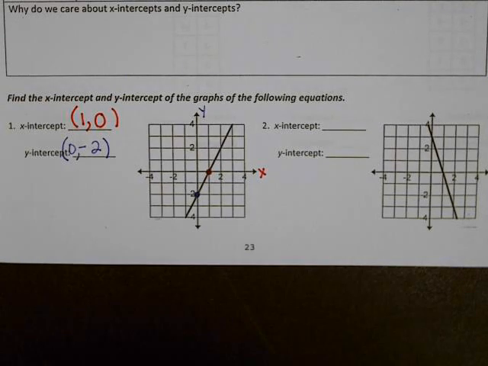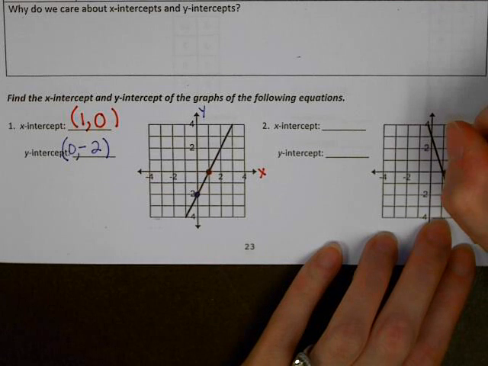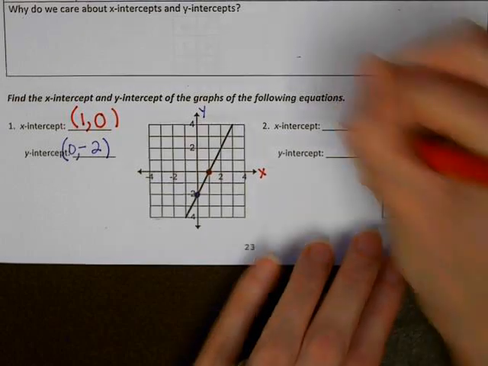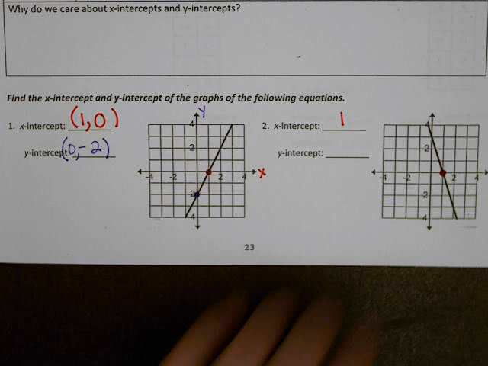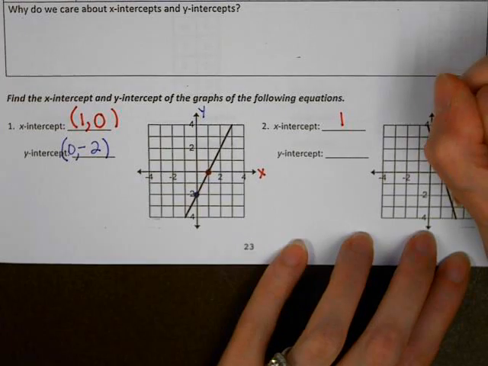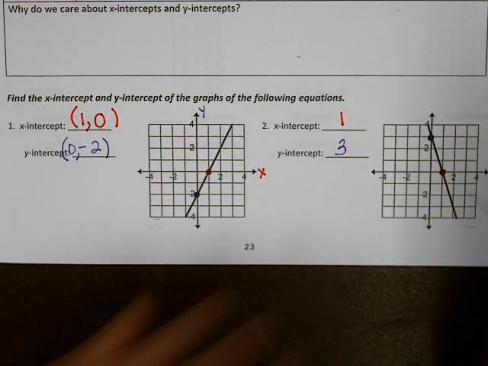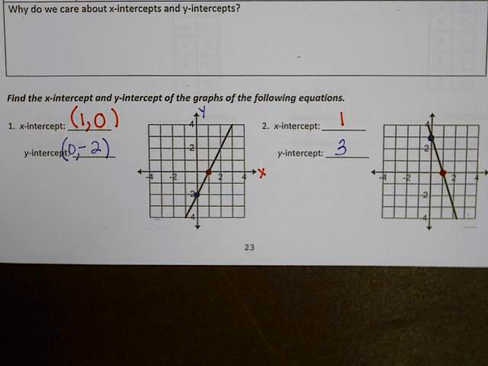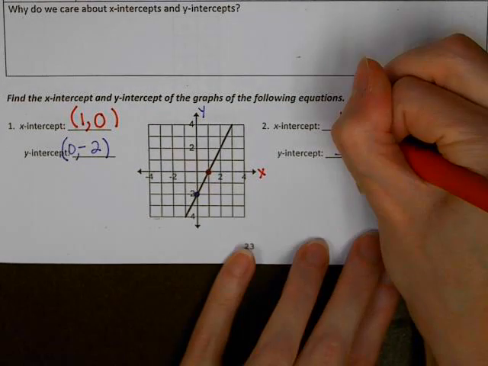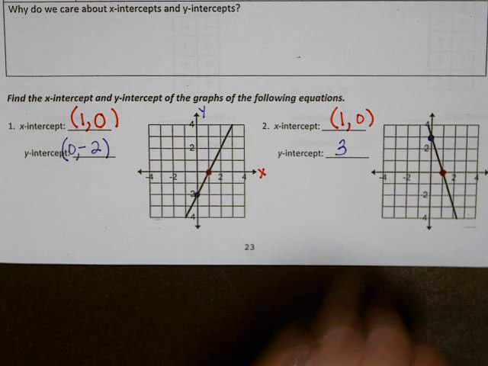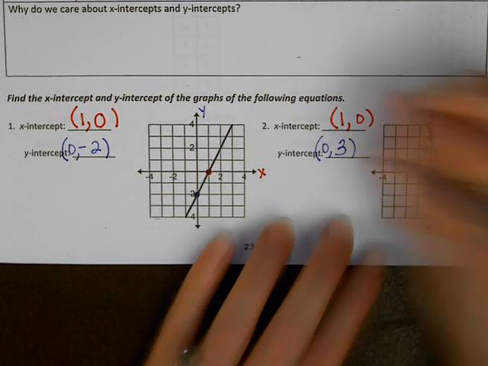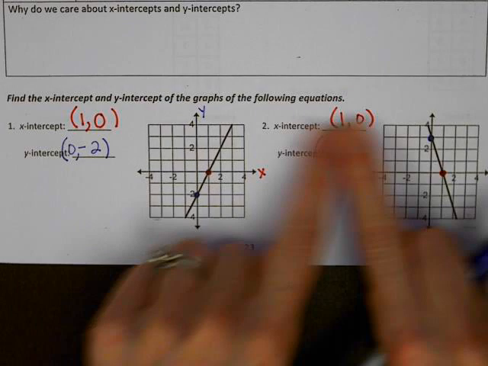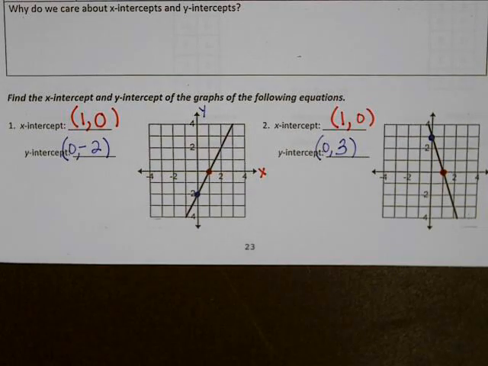All right, number 2. The x-intercept is here at 1, and the y-intercept is up here at 3. Again, if you're writing them as ordered pairs, this would be (1, 0), and this one would be (0, 3). The other one is always 0.